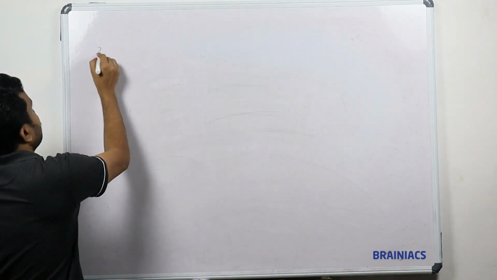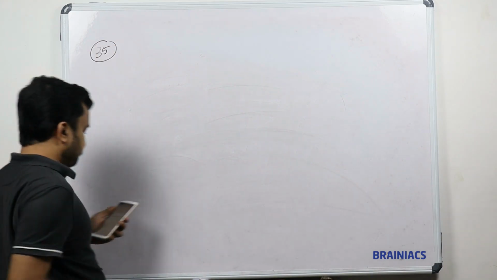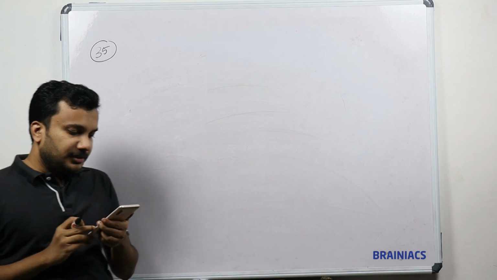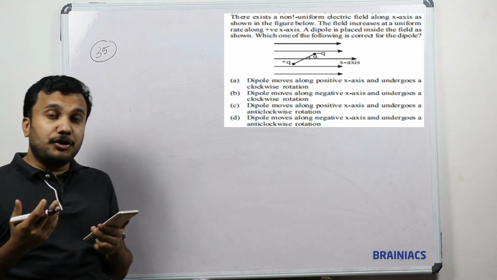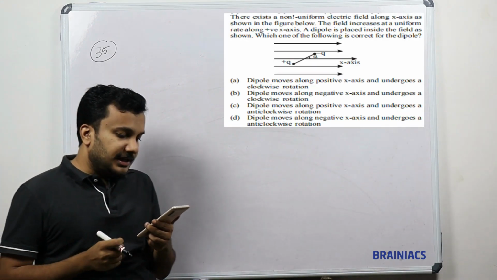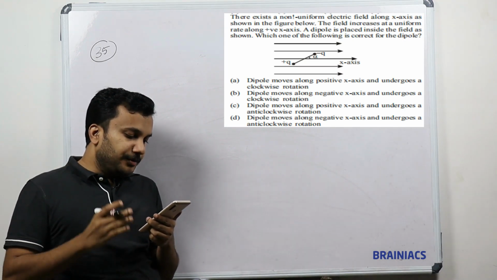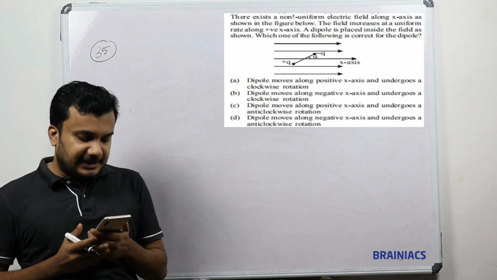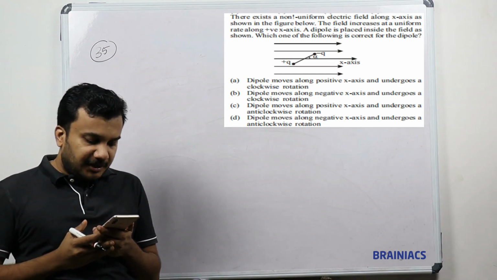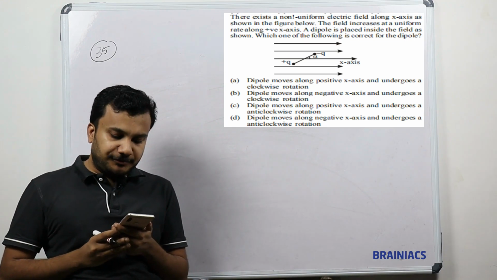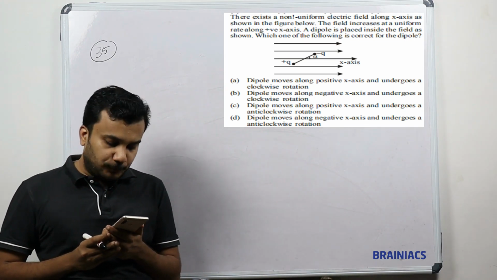Okay, so question number 35. It's a statement based question. There exists a non-uniform electric field along the x-axis as shown in the figure. The field increases at a uniform rate along the positive x-axis. A dipole is placed inside the field as shown in the figure. Which one of the following is correct for the dipole?